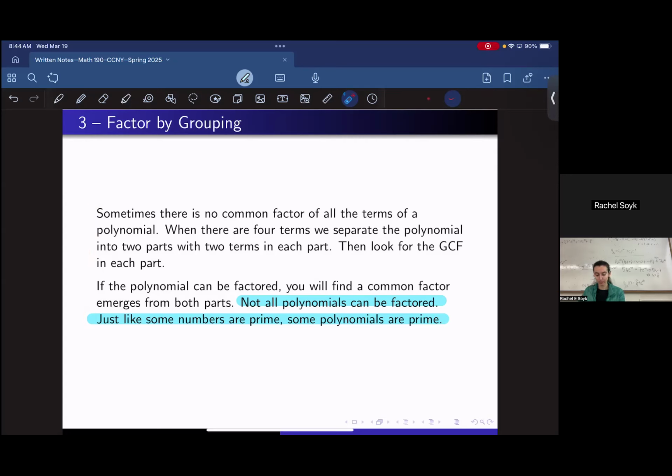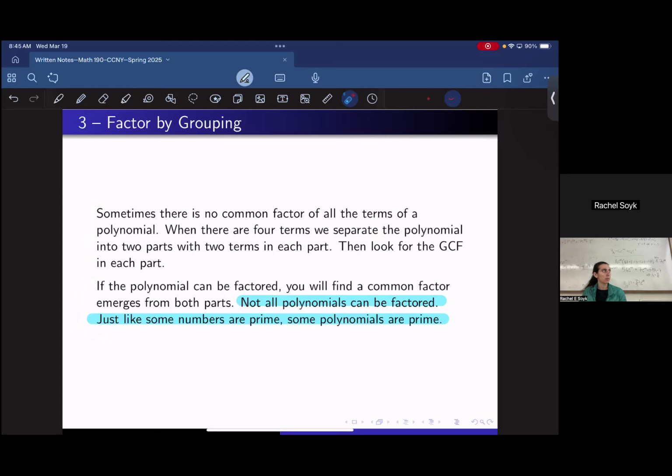Sometimes there is no common factor in all the terms of a polynomial. When there are 4 terms, we separate the polynomial into 2 parts with 2 terms in each part. Then look for the GCF in each part. If the polynomial can be factored, we will find the common factor emerges from both parts. Not all polynomials can be factored, just like some numbers are prime. Some polynomials are prime.